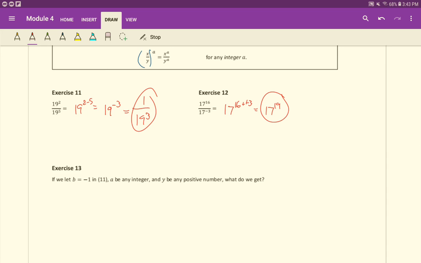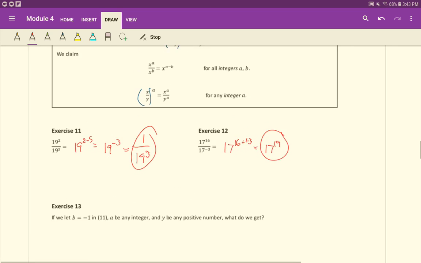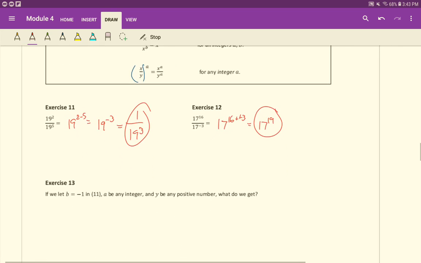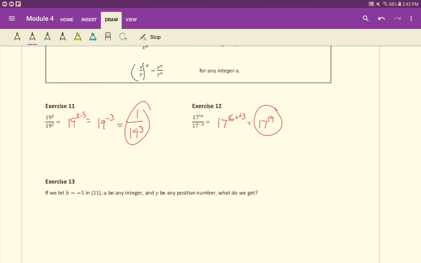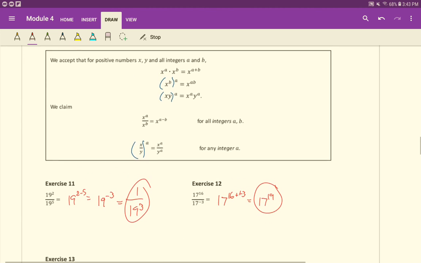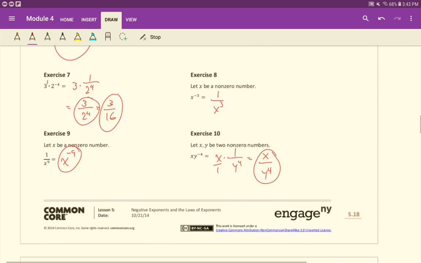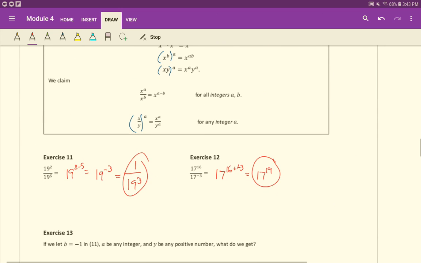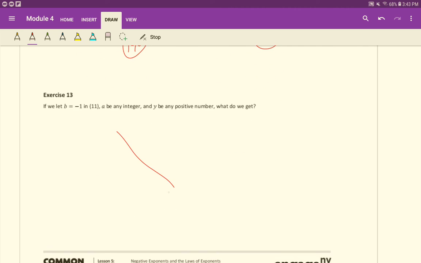If we let b equal negative 1 and 11, a be any integer, and y be any positive number, what do you get? I am not sure what they're referring to here because this is 11 and there's no a's and b's in it. It might be referring to stuff up here, but it's unclear, so we'll just skip this one.